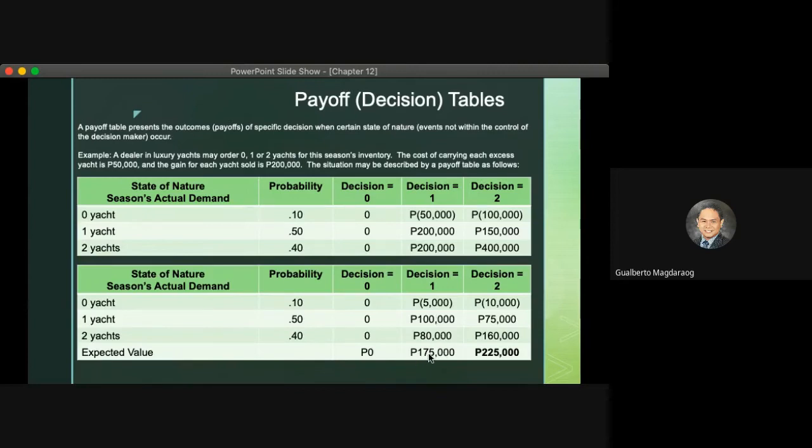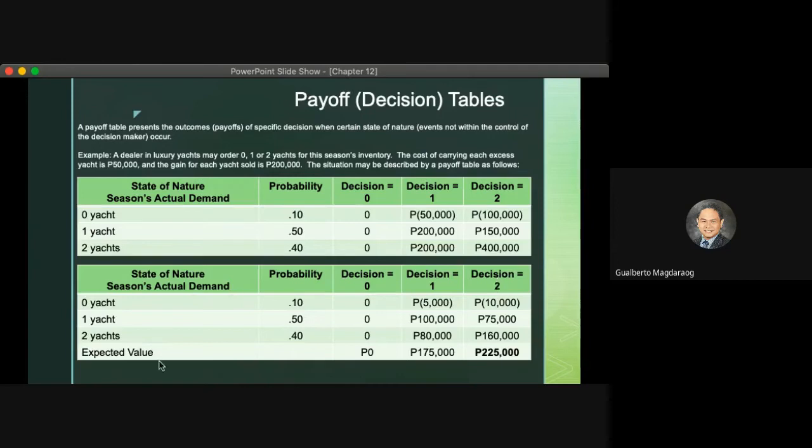Average, average. Now, if we decided to produce two, the expected value is 225,000. Simply multiply. So, pwede ka na ngayong mag-decide saan mas malaki yung posible nating kitain at na-consider na natin lahat ng probability, wala naman tayong naiwan. And this is 100% probability already. So, whatever happens, 0, 1, or 2, kahit alin dyan ang mangyari, we will earn 225 if we will produce 2 units of yan. Okay, so ang decision natin is produce 2 because the expected value is higher than the two other options.